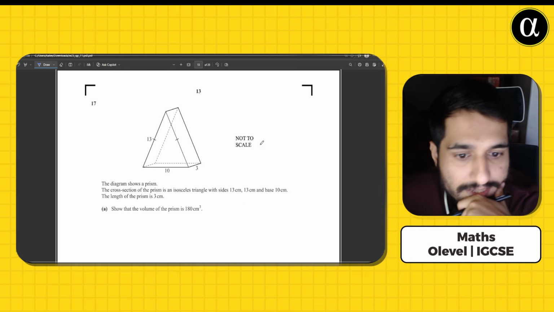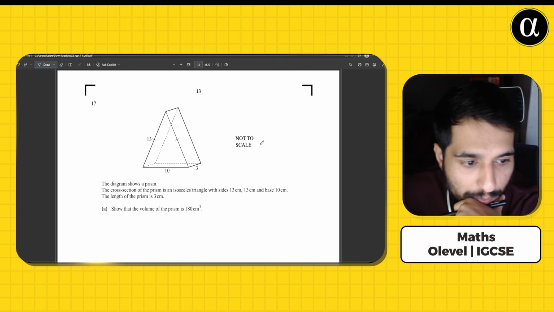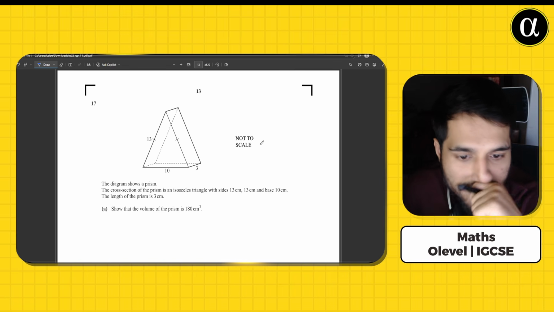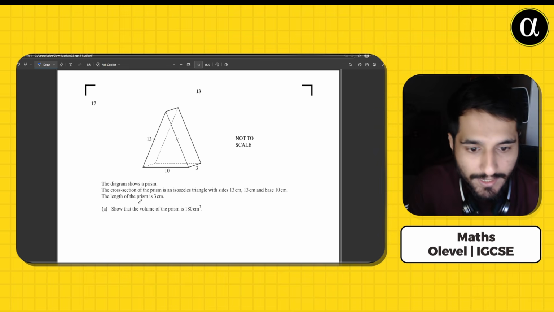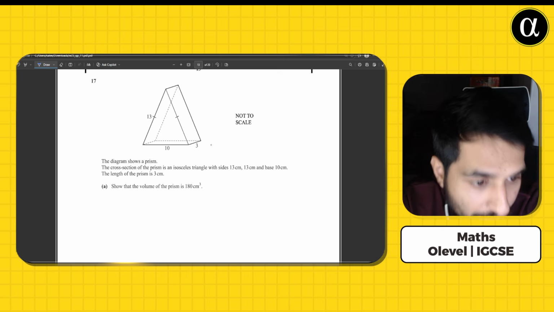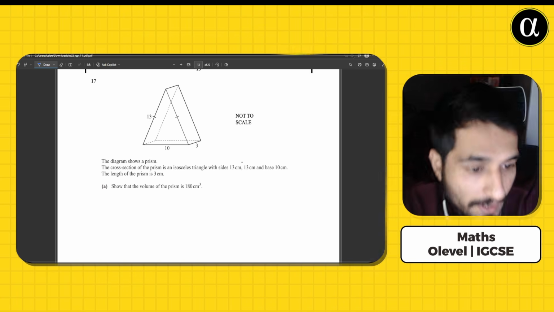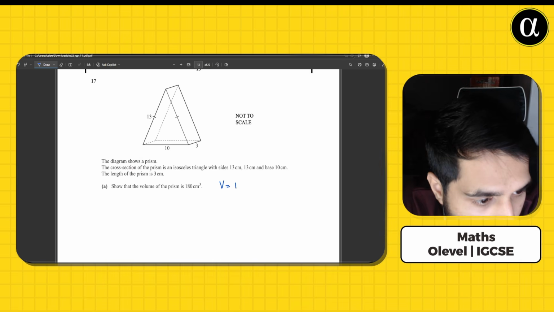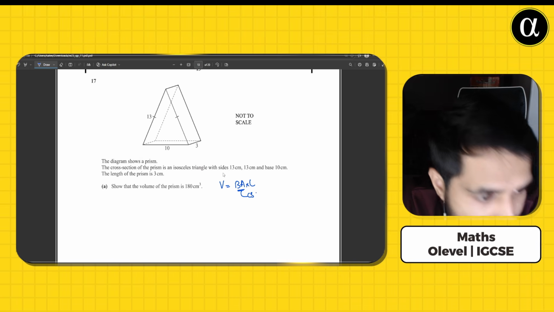Question number 17. It says the diagram shows a prism. The cross section of the prism is an isosceles triangle with sides 13, 13, and base 10. The length of the prism is 3. So this length is 3, and it says show that the volume of the prism is 180. Now the volume of a prism is calculated with cross-sectional area times length, or you can say volume equals the base area times the length, where this is supposed to be the cross section.